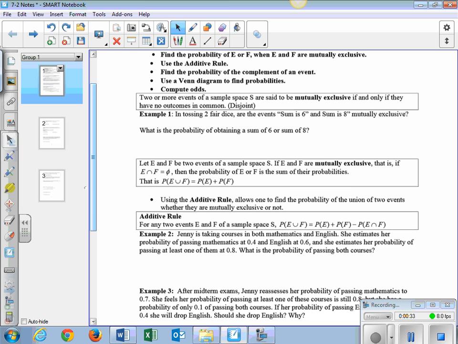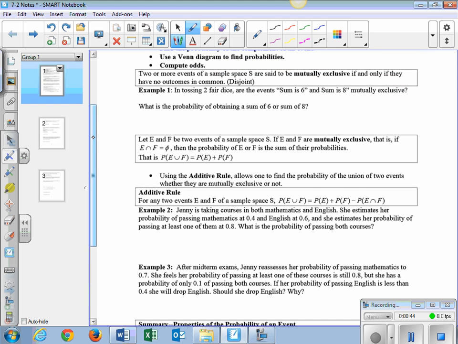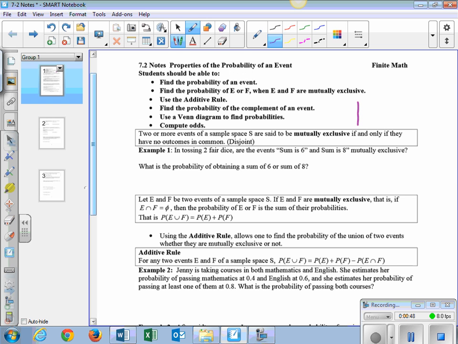So looking first of all at this first box, two or more events of a sample space S are said to be mutually exclusive if and only if they have no points in common, and that's known as disjoint. So if I'm going to look at a Venn diagram of what that looks like, here's my little rectangle. Those two circles do not intersect.